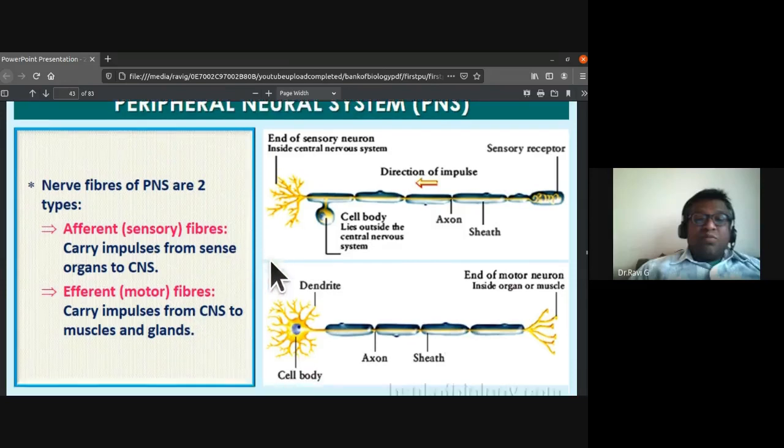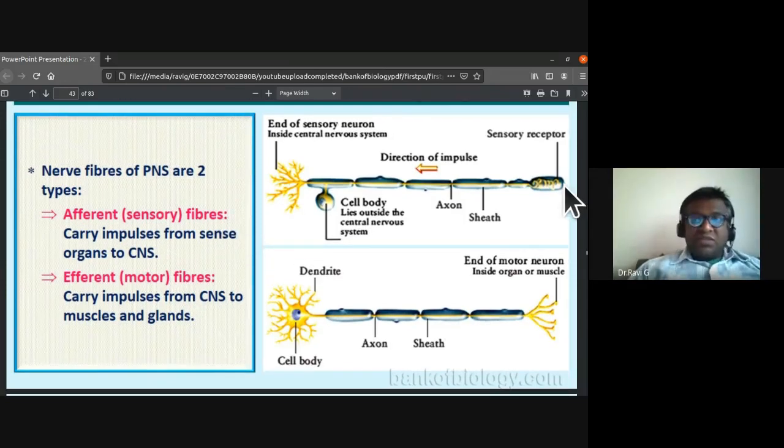Afferent fibers carry impulses from sense organs to the central nervous system. The efferent fibers carry impulses from the central nervous system to the muscles and glands.